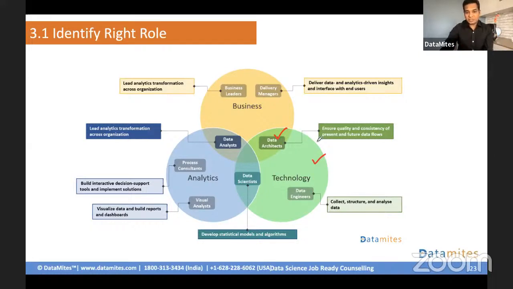Even data engineers, the first role we talked about, also require a high-level knowledge of machine learning and data science, right? Because they are the first phase of your data science project. Whatever they're collecting is going to be used for further modeling.